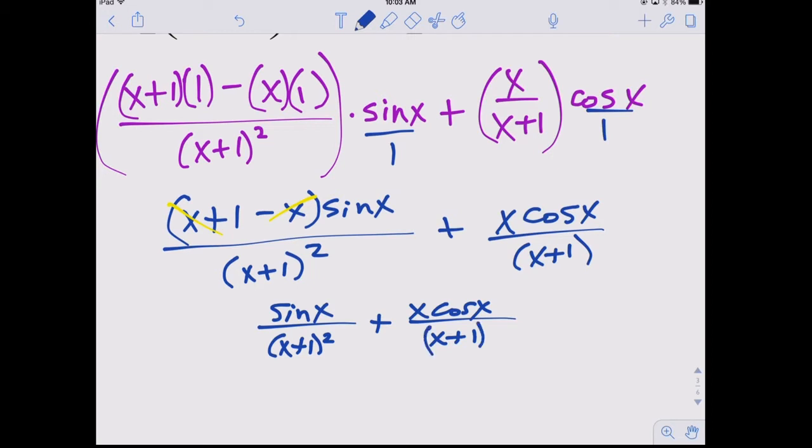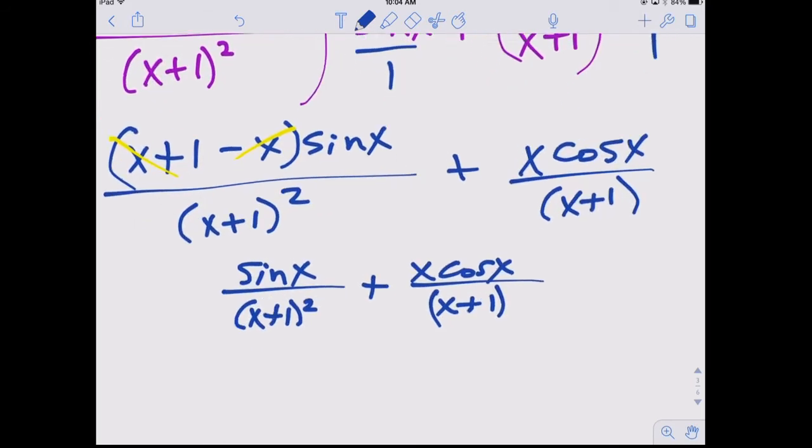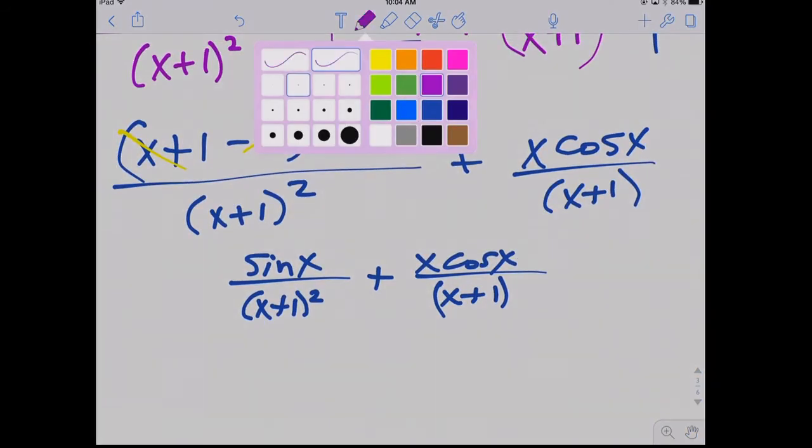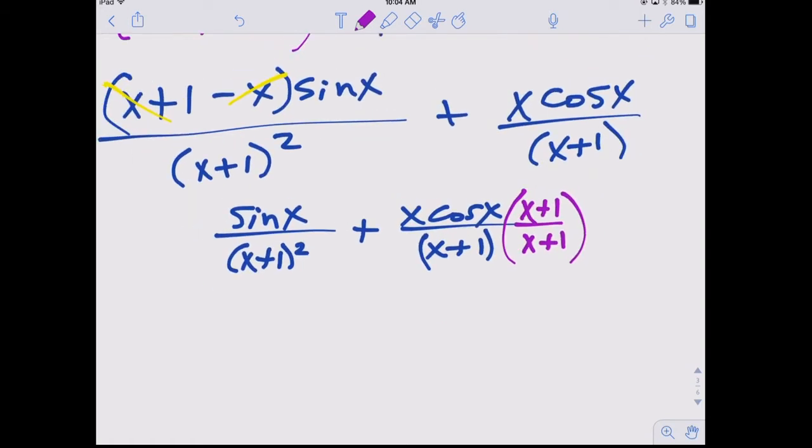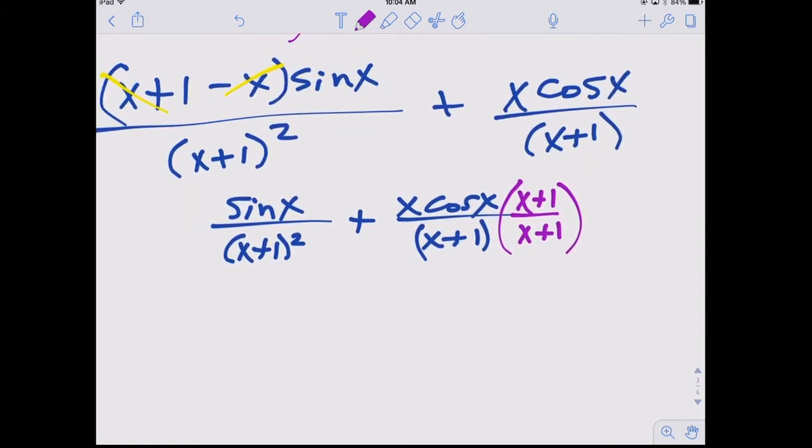But if we were interested in getting a common denominator so that we can combine the two, what would be the LCM of your denominators? X plus 1 squared, yeah. So the second factor would need an extra x plus 1 factor. So if we multiply by a clever form of 1, that should be legal, yeah? X plus 1 over x plus 1. And now if you multiply it across, you'd have x plus 1 squared plus x plus 1 squared.